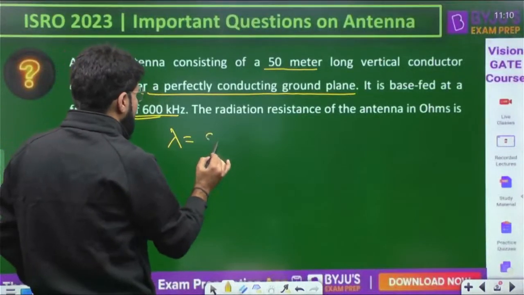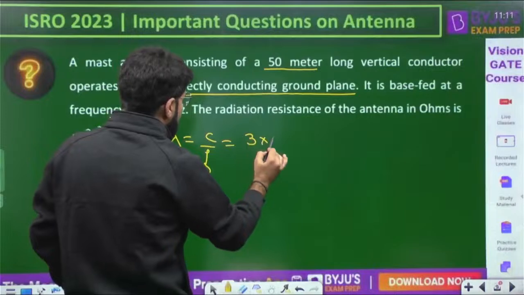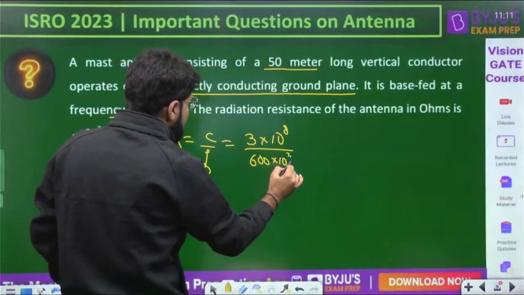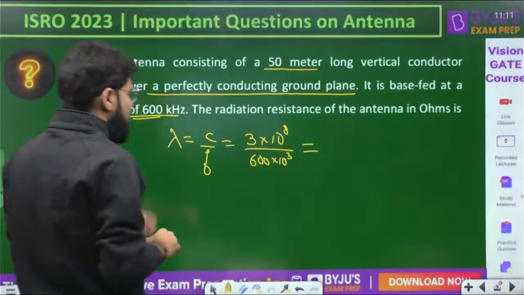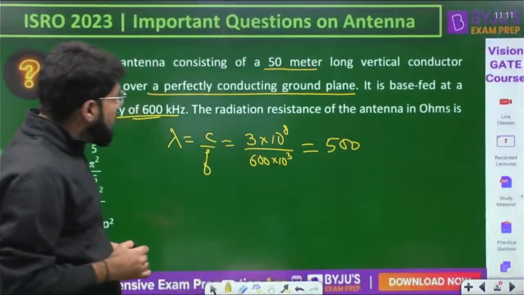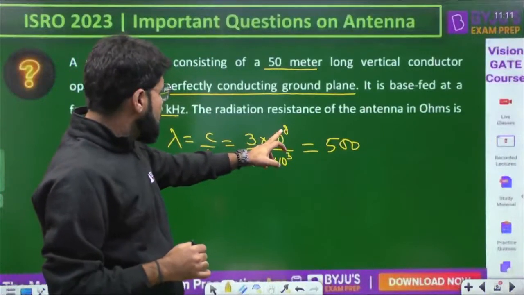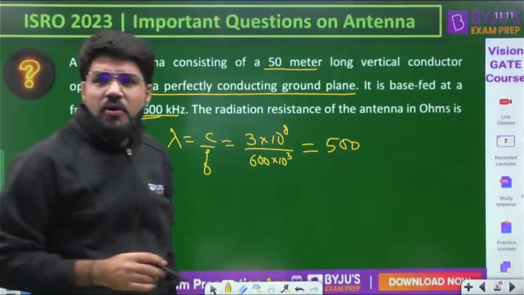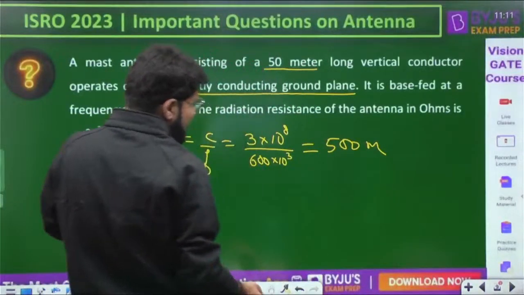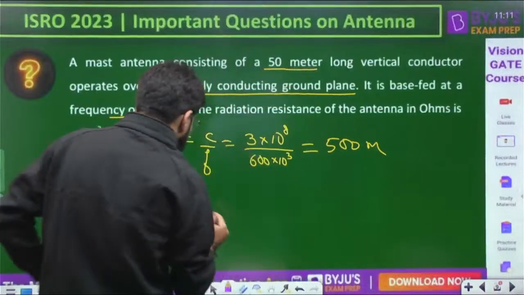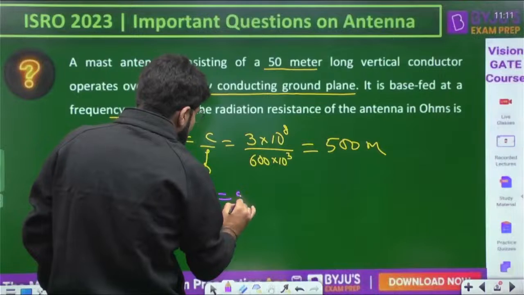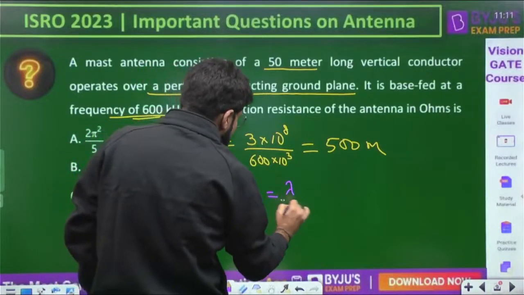So we will find lambda. Lambda we can calculate as c by f, 3 into 10 power 8 divided by the frequency, 600 kilo, that is 6 into 10 power 5. The 10 power 5 cancels, so 3000 by 6 is 500. So the wavelength here is 500 meter, and the length that is given to you, let me call it dl, is 50 meter, and that is precisely lambda by 10.